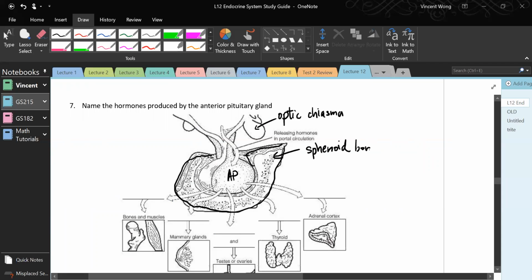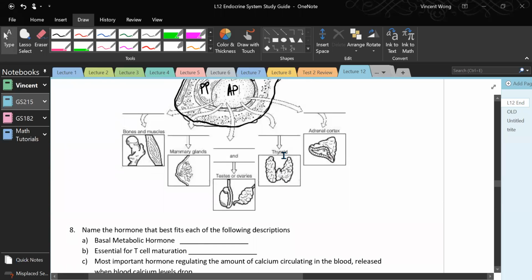You might remember there's a groove on top of the sphenoid bone that lets your pituitary gland sit right in it. So this is the AP, and this is the PP. Remember, the PP does not make its own hormone. It stores the hormone produced from the hypothalamus, namely the ADH and the oxytocin.